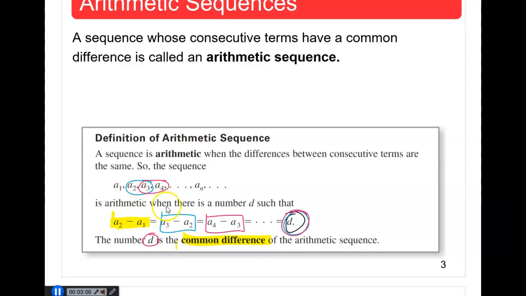So you are going to be adding a common term to the previous term. So to find a sub 2, you will need the first term plus the difference. We're going to go over this in a minute.